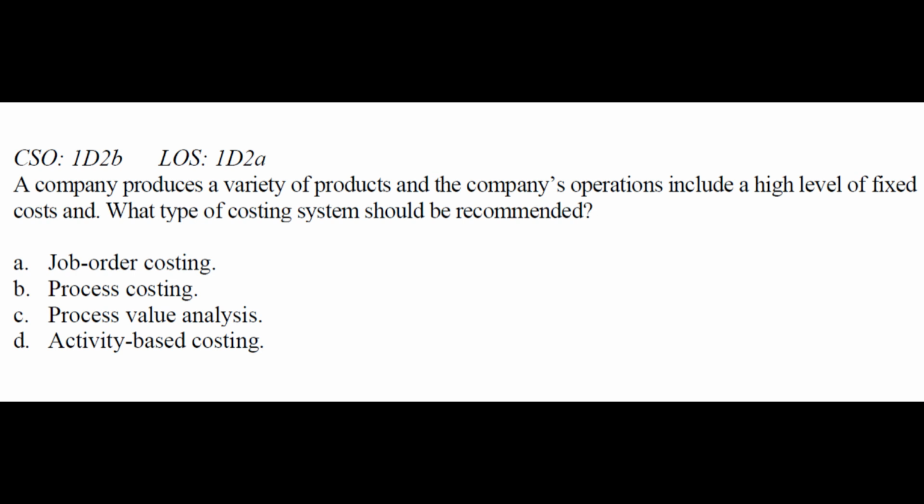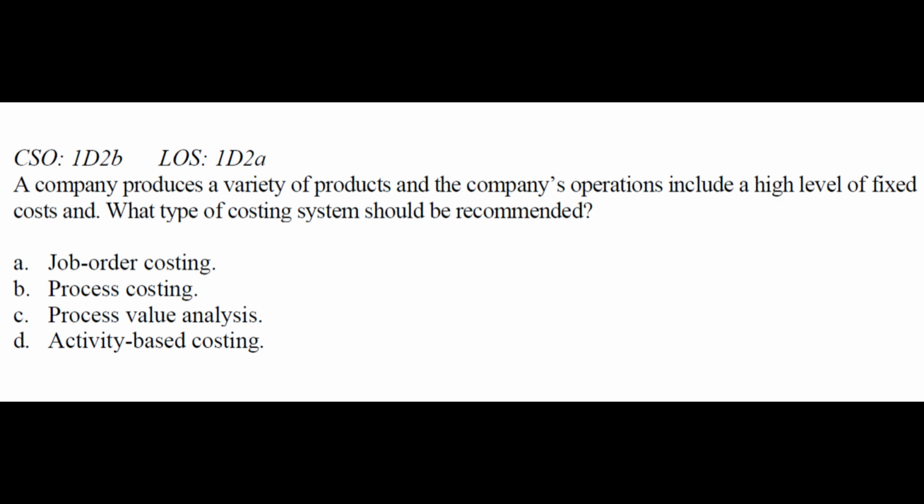This question tests the selection of an appropriate costing system based on production characteristics and cost structure. Key ideas. The company produces a variety of products, meaning there is product diversity. It also has a high level of fixed costs, which suggests significant overhead complexity, likely multiple activities driving costs. The question is not just about production type, job versus process, but also about how costs behave and how accurately they should be assigned. Students should compare costing systems.